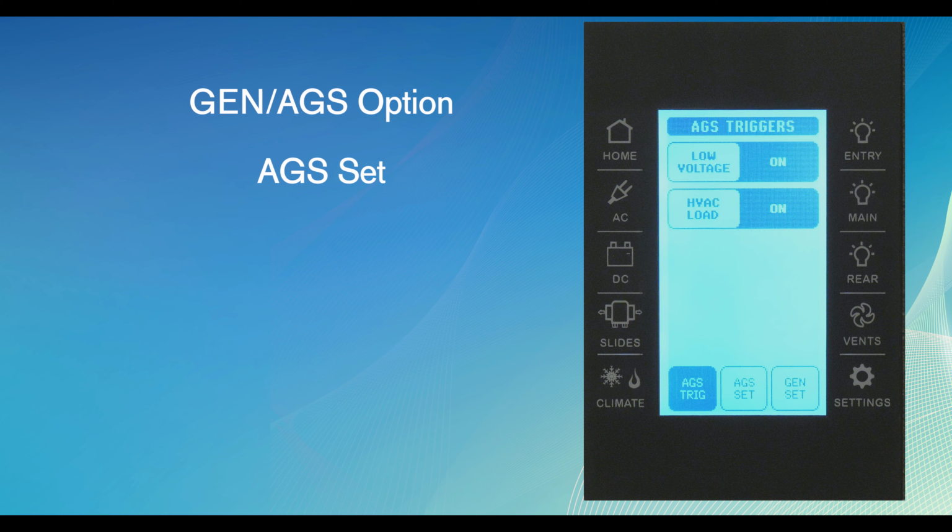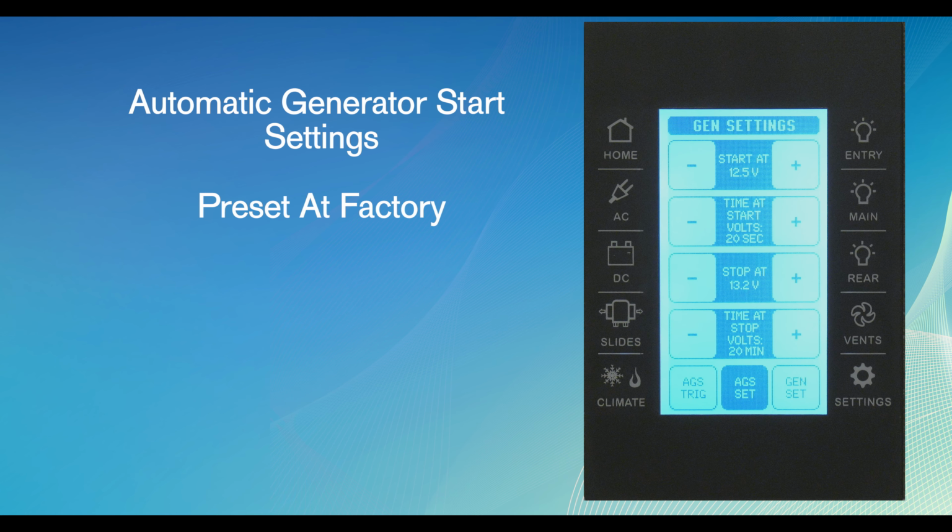At the bottom of this page, the second virtual button is AGS Set. This screen provides access to the automatic generator start settings. Once again, these settings are preset at the factory. Changes to these settings can be completed using the virtual buttons and scrolling through the options.